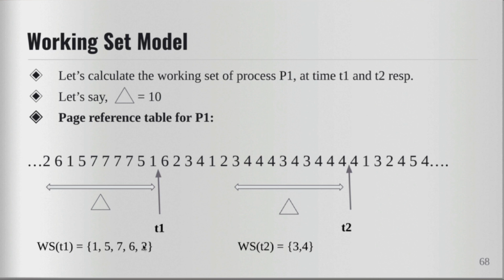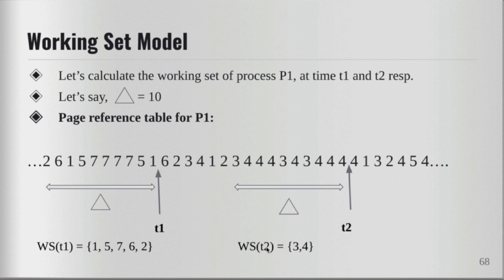So what are the unique pages from this set of 10 pages? It's 1, 5, 7, 6, 2. Because 7 is repeated, we can only take that once. And then 1, and then 5, 2, 6. So that's the working set window at T1.